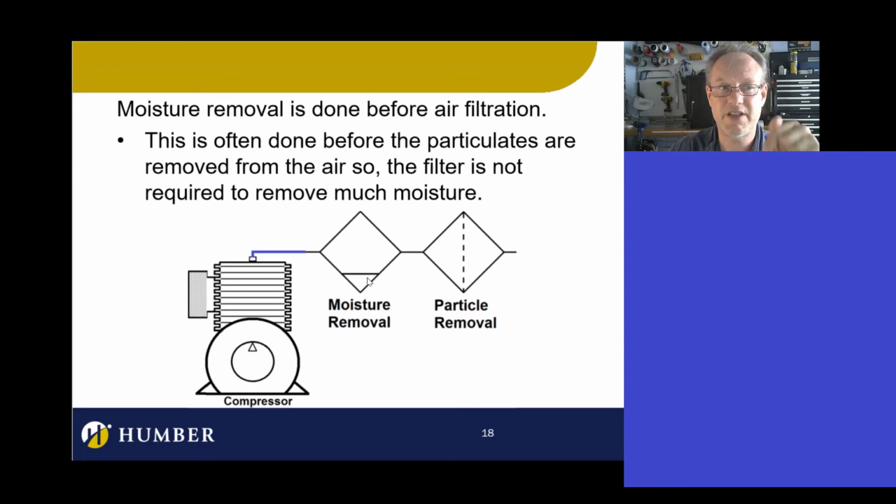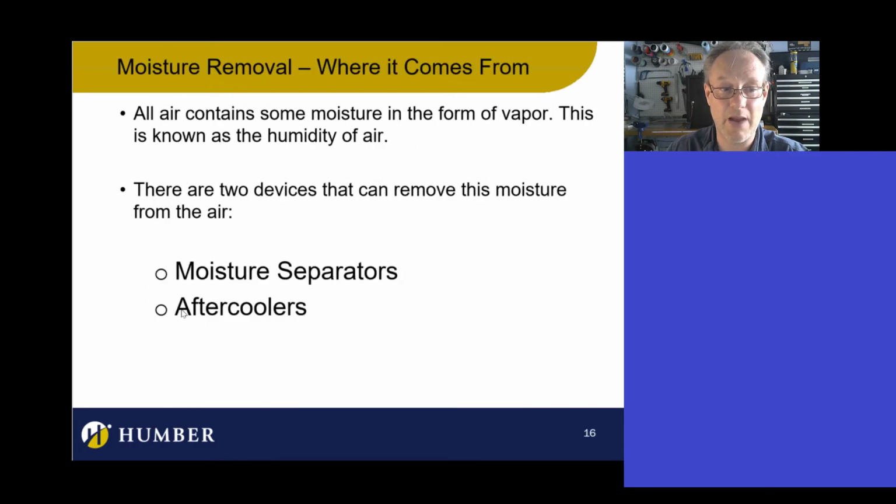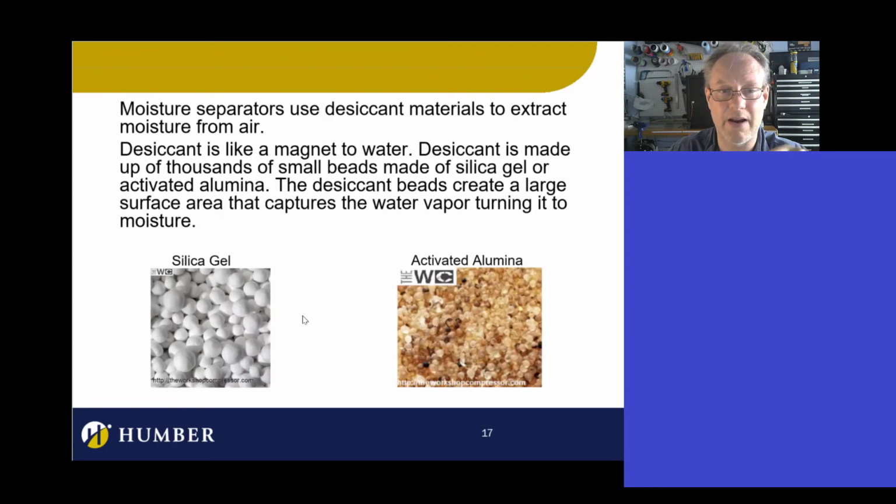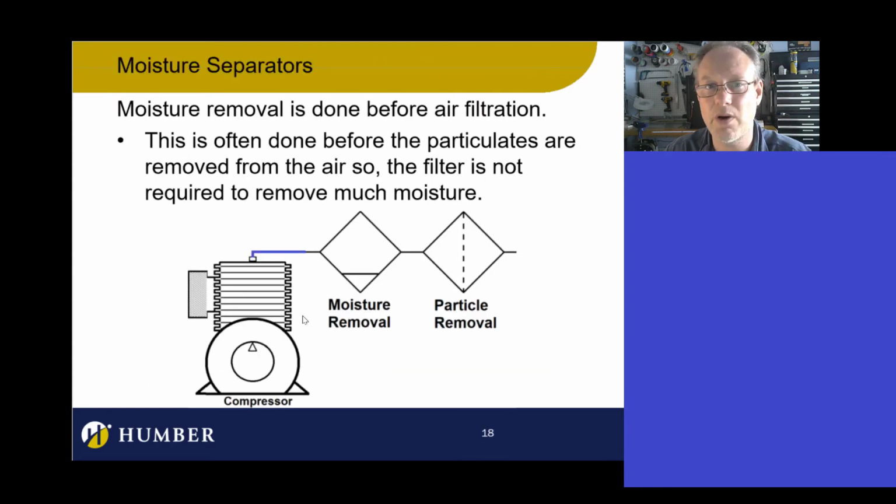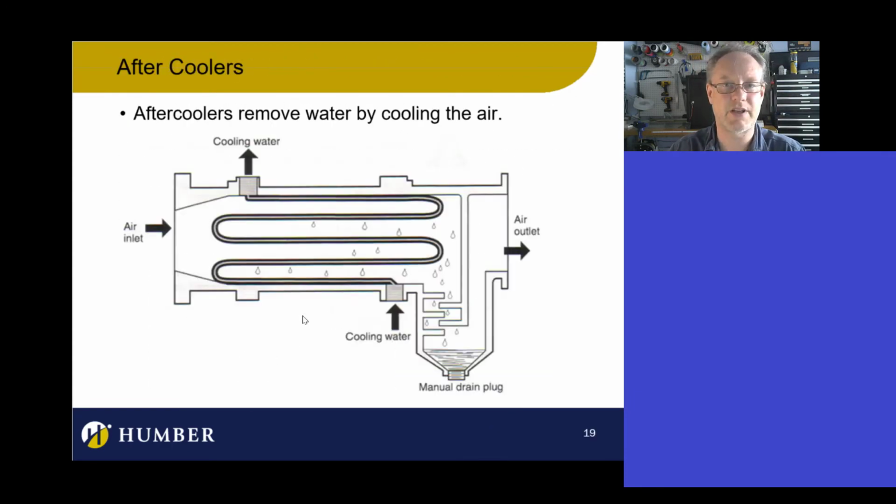Now, this is where we get into something called an aftercooler. An aftercooler is an actual powered device, and what it does is it works like this. It's pretty cool. We've got pipes going through a chamber, and the pressurized air is going through that chamber. Why is it called an aftercooler? Because we remove the moisture after the compressor.